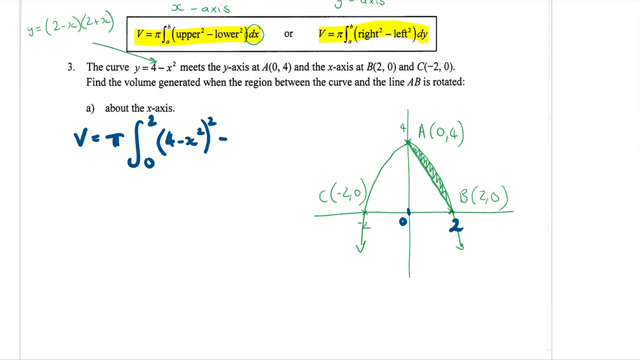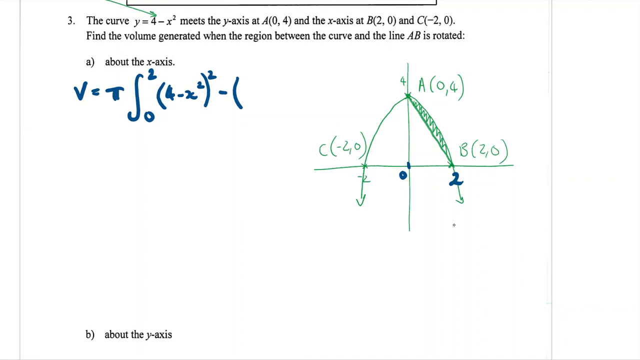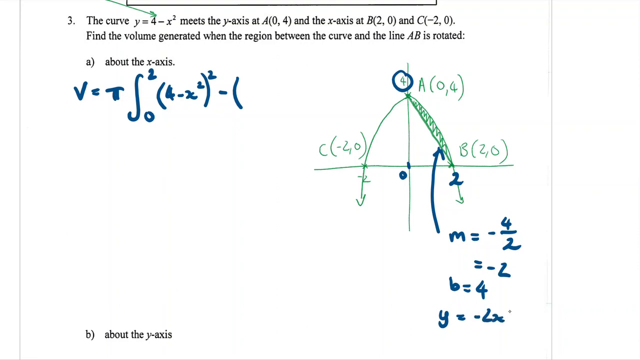Then I want to subtract the lower curve, which is not actually a curve, it's a line. Problem is I don't have the equation of that line just yet. I need to work it out. So let's come back over here to find the equation of that line. I could work out the gradient of that line. The gradient is rising 4 and running 2, but in the negative direction, so it has a gradient of negative 2. And I also know that the y-intercept is this 4 here, so that would give me y equals negative 2x plus 4 for the equation of that line.